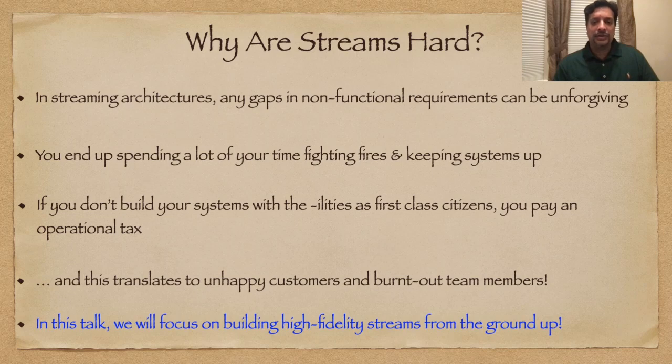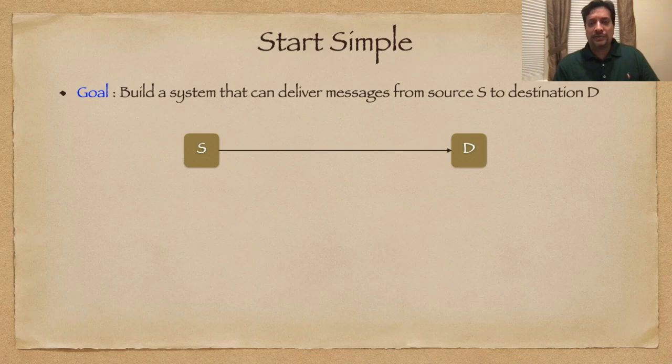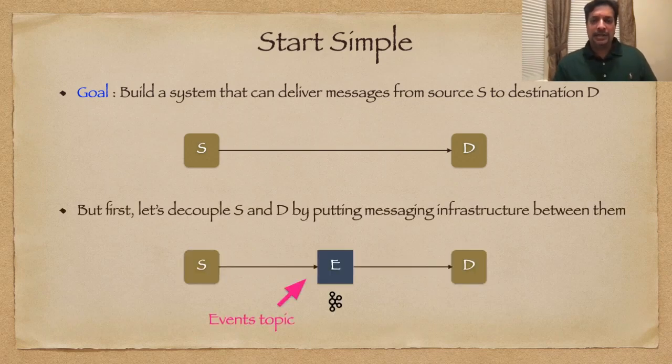In this talk, we will focus on building high-fidelity streams from the ground up. This is a pretty ambitious endeavor, and with any large project or endeavor, I like to start simple. Let's start by defining a goal. Our goal is to build a system that can deliver messages from source S to destination D. But first, let's decouple S and D by putting a message broker between them. This is not a very controversial decision. It's quite conventional and used throughout the world. In this case, I've picked Kafka as my technology, but you can use any type of message brokering system.